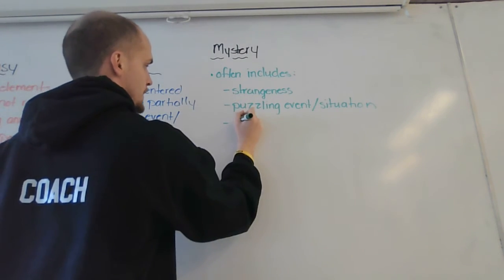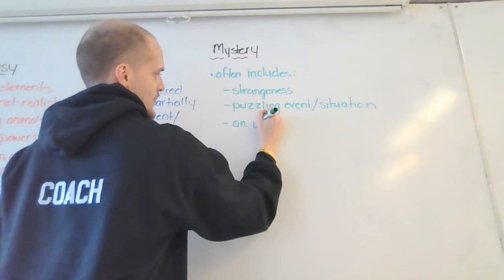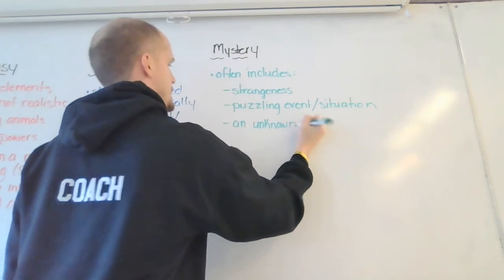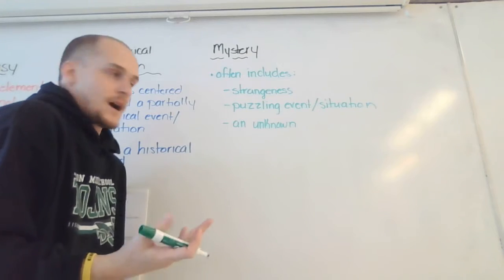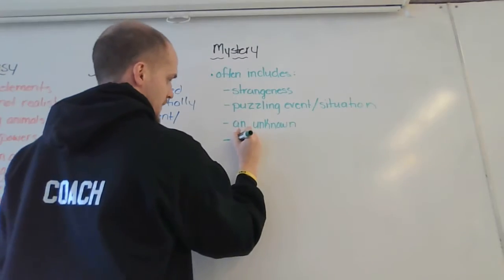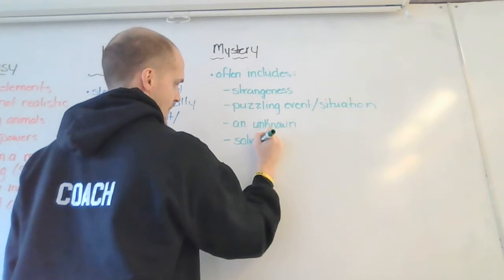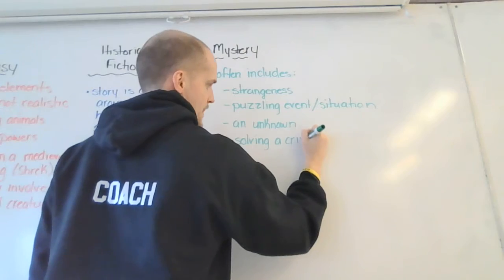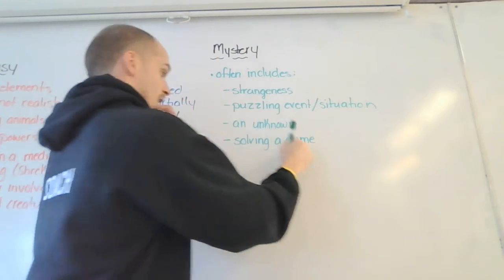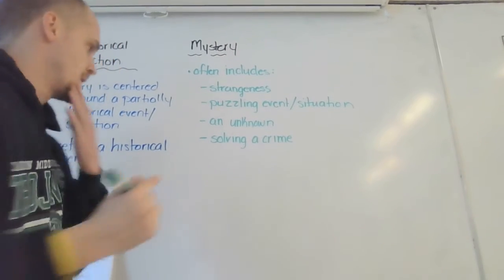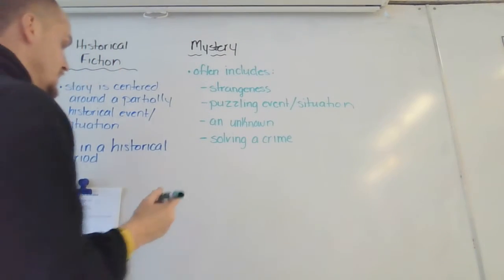There's an unknown. Something in the story is unknown. That's what makes it a mystery. A mystery is an unknown concept. A crime, solving a crime. A lot of times the crime is the unknown, and that unknown needs to be solved. All right, so you could have solving a crime.